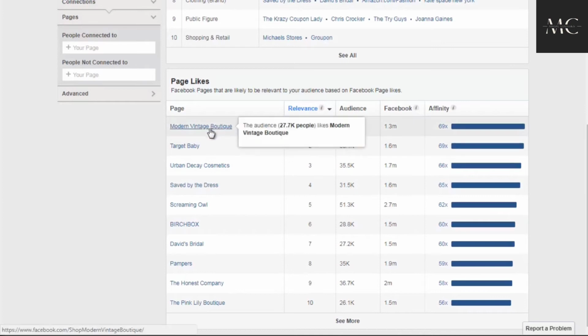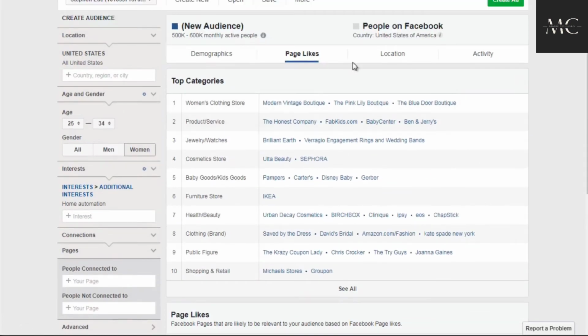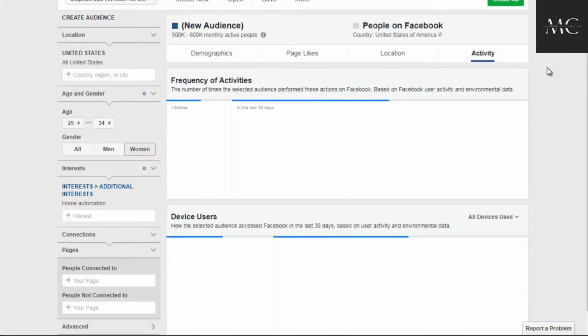You can even go to these pages and see how they interact with each other. We can go to location to get an idea of where they're located. So we can see North Carolina, South Carolina, Florida, Alabama, Arizona, Arkansas. A lot of these are actually the southeast, which is interesting. I don't know why they're interested in home automation, but they are. So that gives us an idea geographically, and maybe we can dig further and look into cultures. They look like Southern, so we don't really know why they're interested in home automation, but they are.